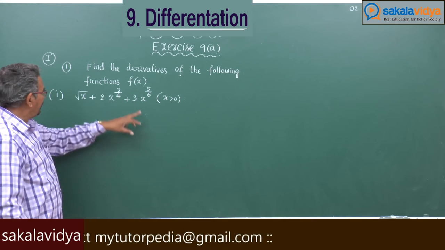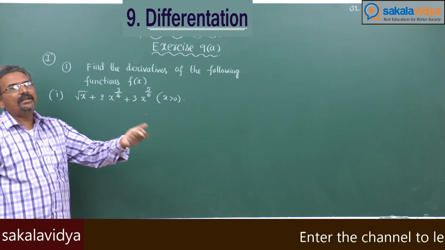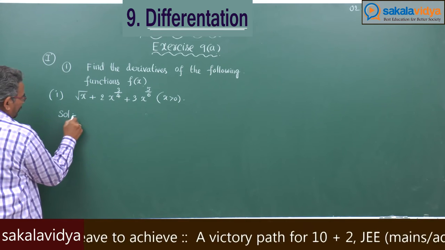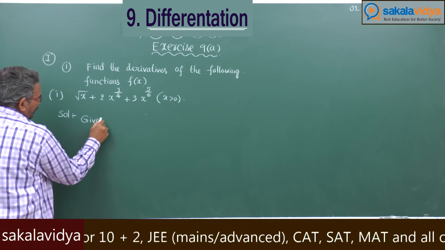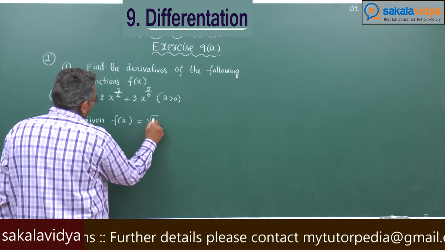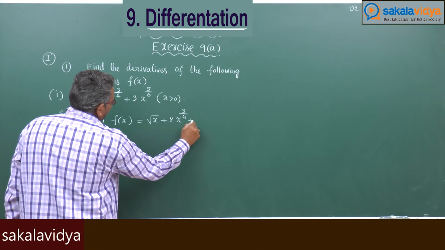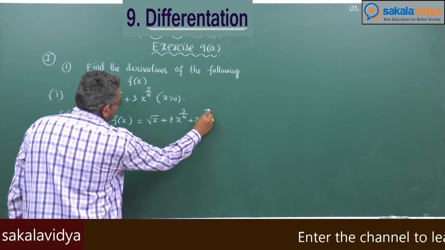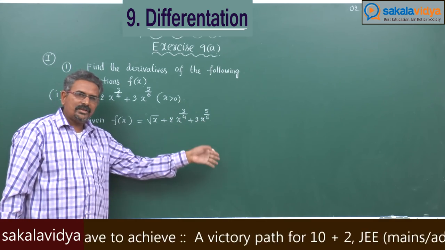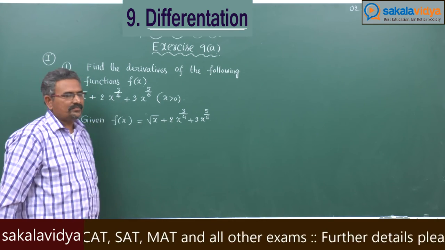So that means if f of x is given, we have to find out its derivative. Its derivative is nothing but f dash x. So that means here, given f of x is equal to root x plus 2x to the power of 3 by 4 plus 3x to the power of 5 by 6. This is u1, this is u2, this is u3, and also with scalar multiplication. Scalars 2, 3 are scalars.